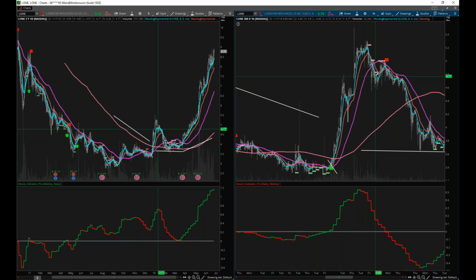Okay, maybe this is a trampoline move. Nope, it's not a trampoline move because it got rejected by the hourly chart, the hourly 50, and we got an exit trigger. So look at that. Here's your exit. There's your entry. 90% of the trend. You just nailed 90% of that.